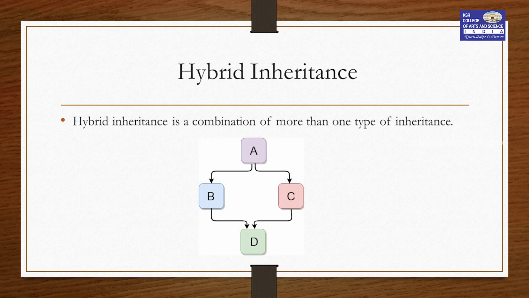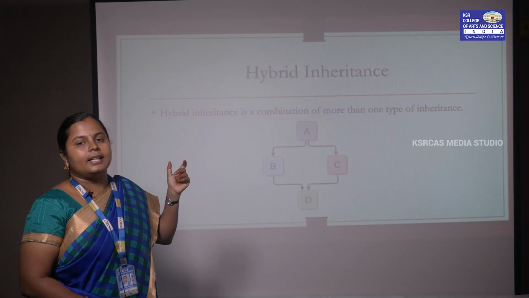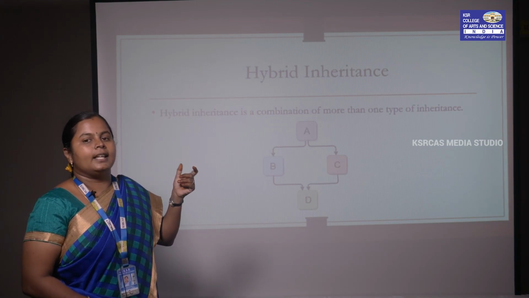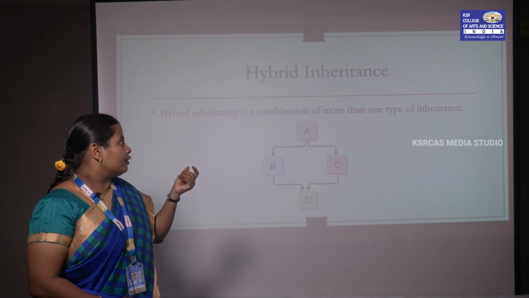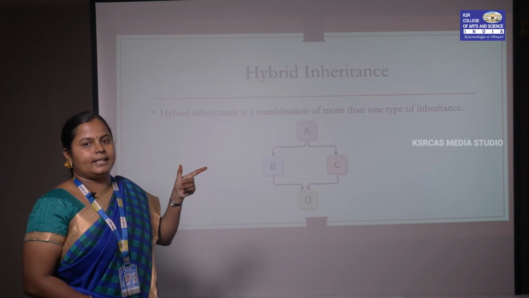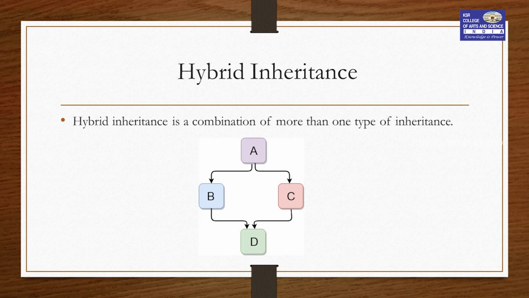Hybrid inheritance: in this type of inheritance it is a combination of two or more types of inheritance. There can be a combination of multiple, multi-level, or single inheritance. It is said to be a hybrid inheritance.